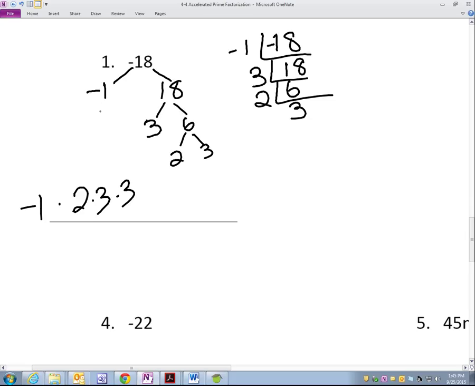The reason why, in the prime factorization, you have all those that get multiplied together to get your original number. In order to have that, you have to have a negative within your prime factorization.